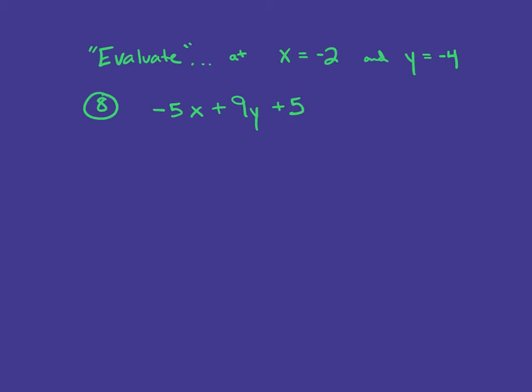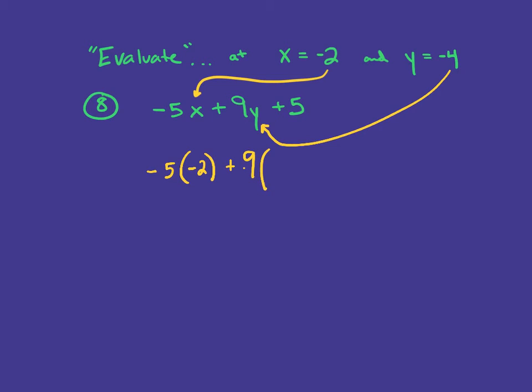Number 8, evaluate at x equals -2 and y equals -4. So here we've got two things that we're going to be plugging in. Anytime we see an x, we're going to put in a -2. Anytime we see a y, we're going to plug in a -4. So -5 times -2 plus 9. And instead of multiplying y, we've got negative 4 that we're going to multiply, and then plus 5 on the end.